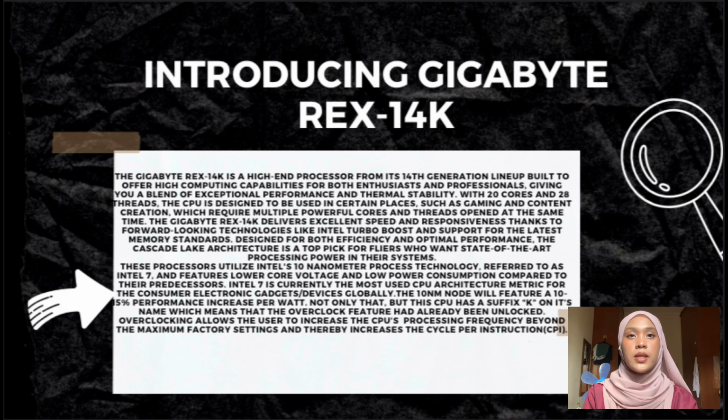Not only that, but the CPU has a suffix K on its name, which means that the overclock feature has already been unlocked. Overclocking allows the user to increase the CPU's processing frequency beyond the maximum factory settings and thereby increase the cycle per instruction (CPI).